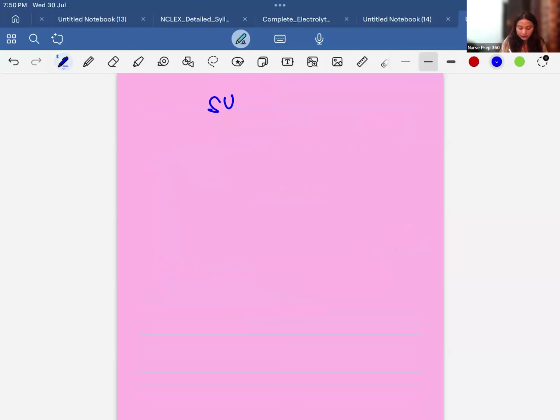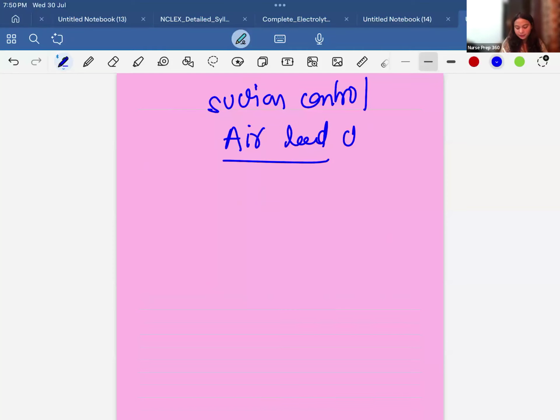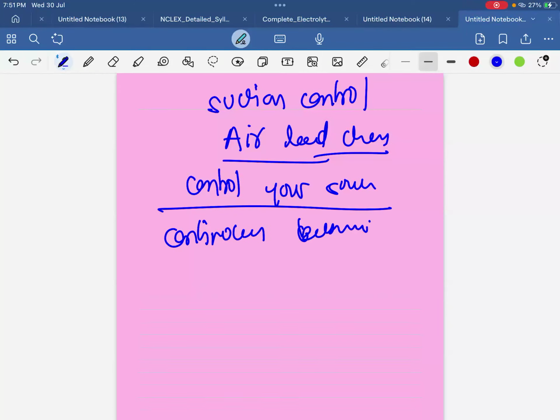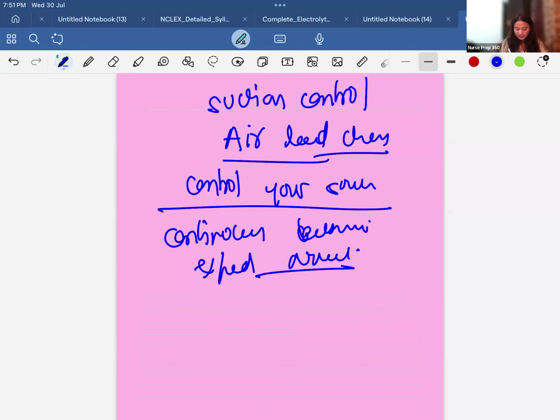Okay, next we are talking about the last one, suction control. You can also call it the air leak chamber. It controls your suction. Okay. There is continuous bubbling, yes, because the air is moving out from the vent. Continuous bubbling is present. This is expected. This is normal. If there is very low bubbling, low bubbling means there is low pressure.